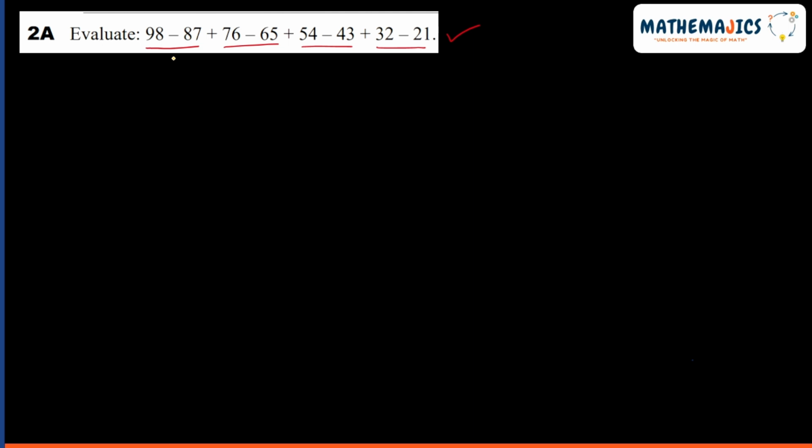The sum of each of these pairs is what? 98 minus 87 is 11. The sum of this pair is as well 11. The sum of this pair is also 11. This one is also 11. So if we add 11 four times, what will we get? We will get 44. So this is our final answer.